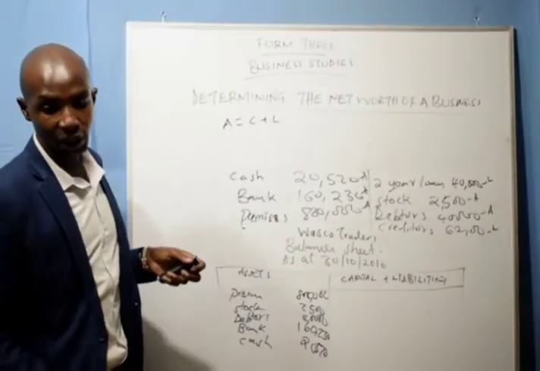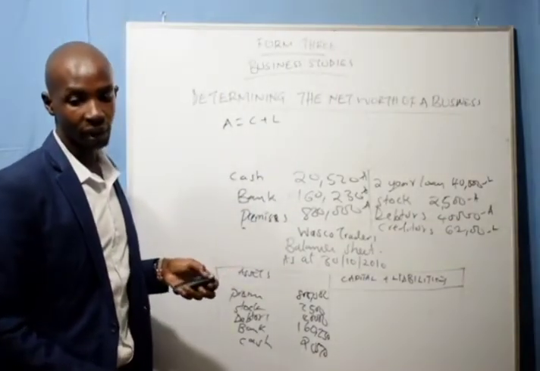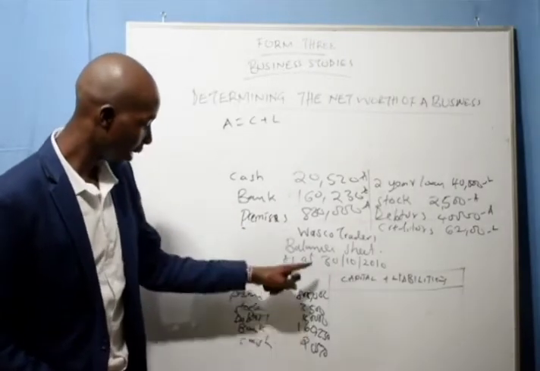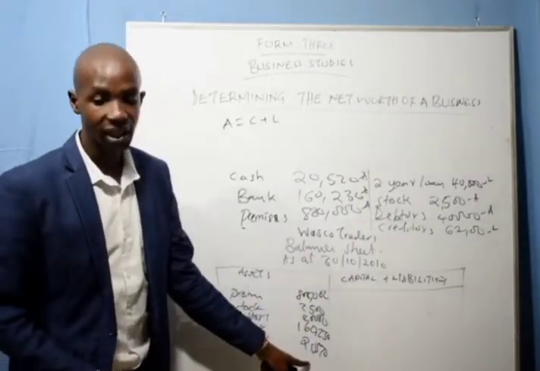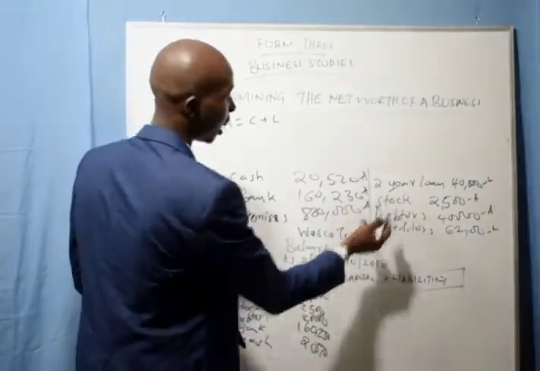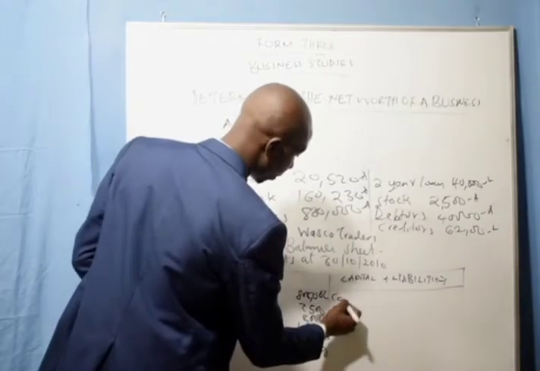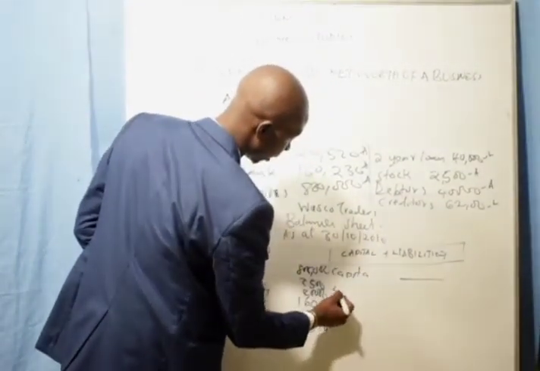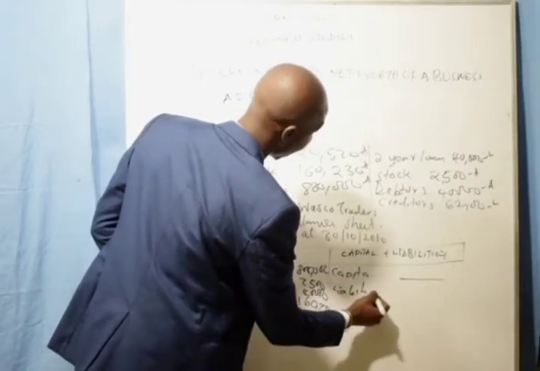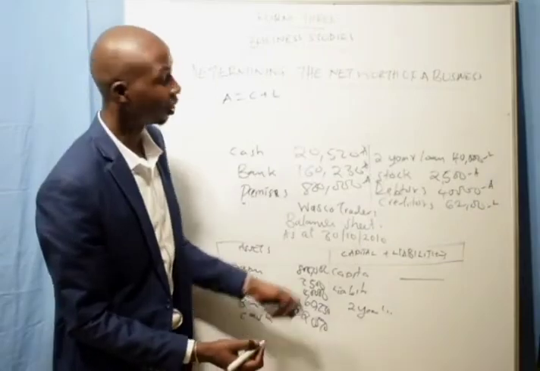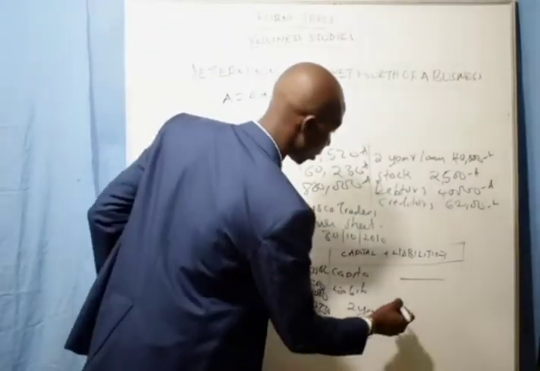On the other side, I'm going to have capital plus liability, of which I don't have capital. So I'll be able to calculate the value of total assets, then subtract what I have as the liability, that is the two-year loan. So capital pending. Liabilities, I have the two-year loan, which is actually 40,000.